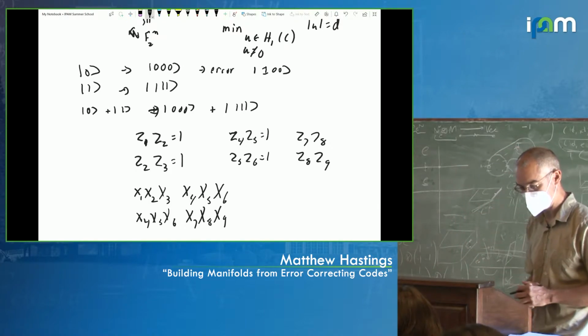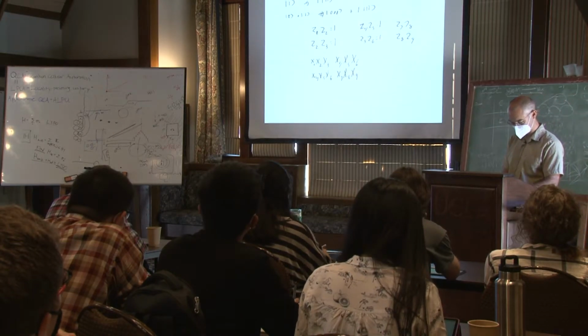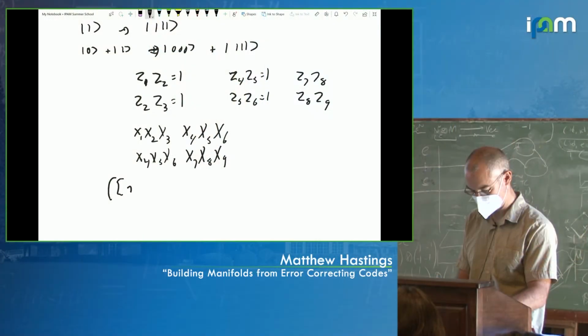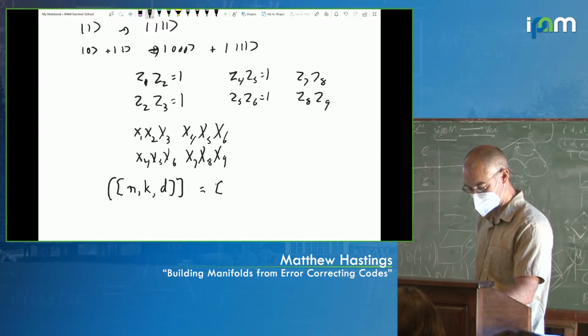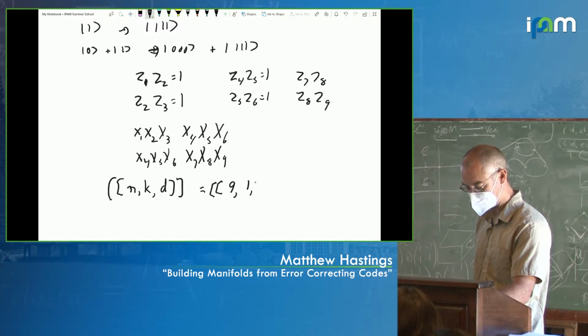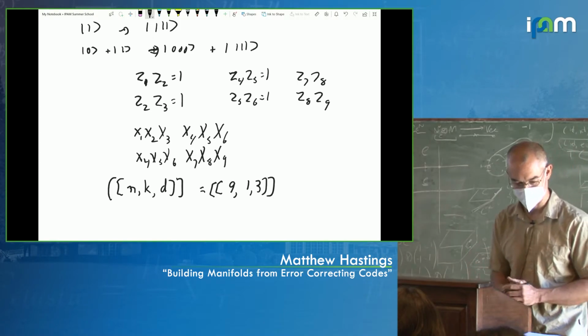quantum error correcting code. This is an error correcting code that has parameters N, K, D, and conventionally people write double brackets to denote a quantum one, where it's 9, 1, and it's a distance 3 code. You can do much better than this, but this was the start of it.